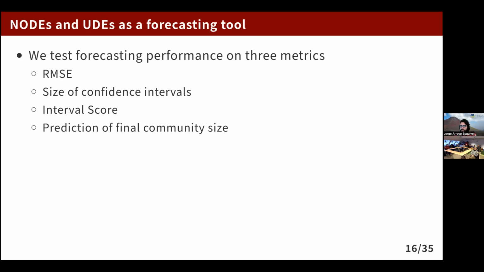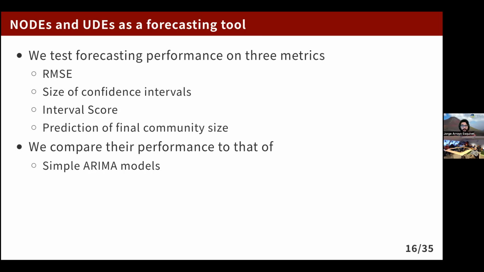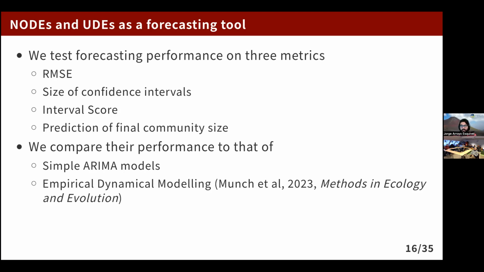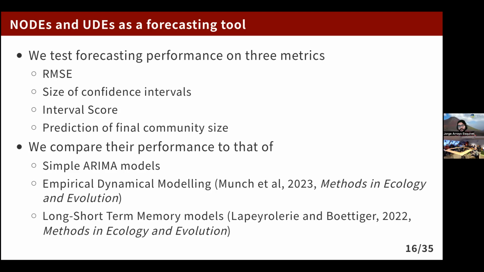And of course, if we want to test performance, we have to compare it to something. So we compare their performance to simple ARIMA models. Autoregressive models are pretty standard in forecasting, so we tested with them. A method that's highly used in ecology, highly popular in the ecological forecasting field, called empirical dynamical modeling, is basically the state of the art in ecological forecasting. I'm not gonna go too much into detail about these state of the art methods, but here are the references if you want to read more. And long short-term memory models. So this is just LSTMs, the basic recurrent neural network. We also wanted to compare their forecasting to it. And yeah, let's see how this works.